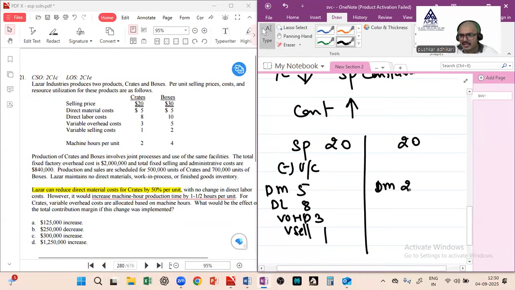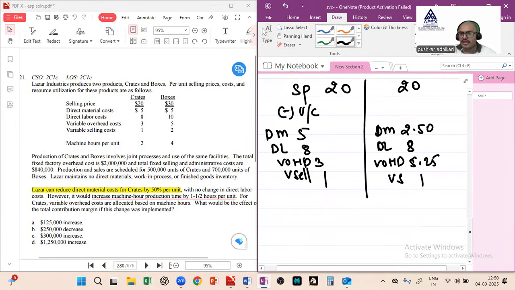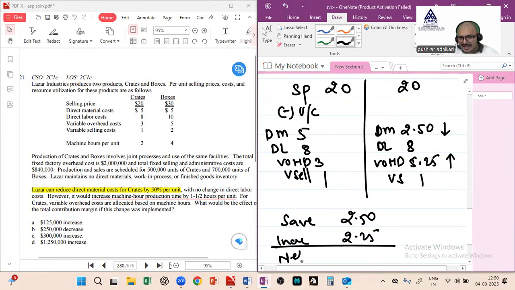My direct material now becomes 2.5. My direct labor stays where it is. My variable overhead now becomes 5.25, and my variable selling stays 1. Therefore, while I have saved two and a half, I have lost 2.25. So I save 2.5 and I increase 2.25. So my net saving is 0.25 per unit.